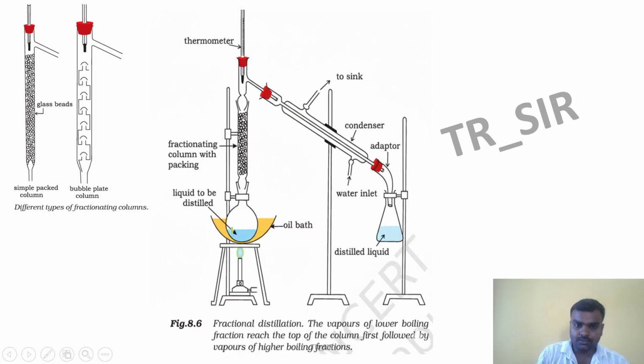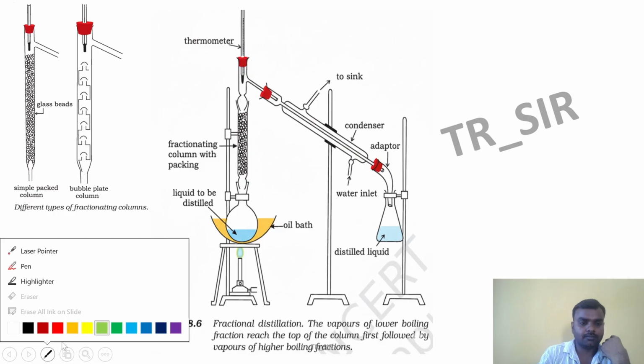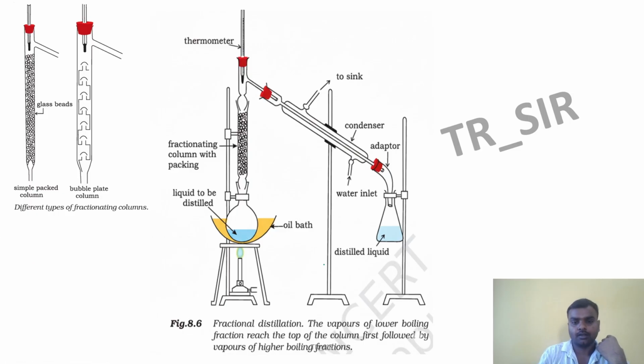Now we'll go to the diagram so that we'll understand. This is the fractional distillation equipment we can use here. This is the round bottom flask. In the flask we have taken two liquids which have a very small variation in their boiling points. Let us say we have taken A and B, two liquids. Here the Bunsen burner is giving the heat.